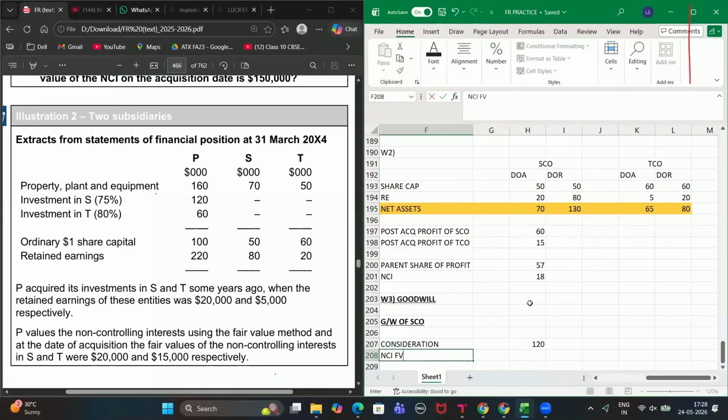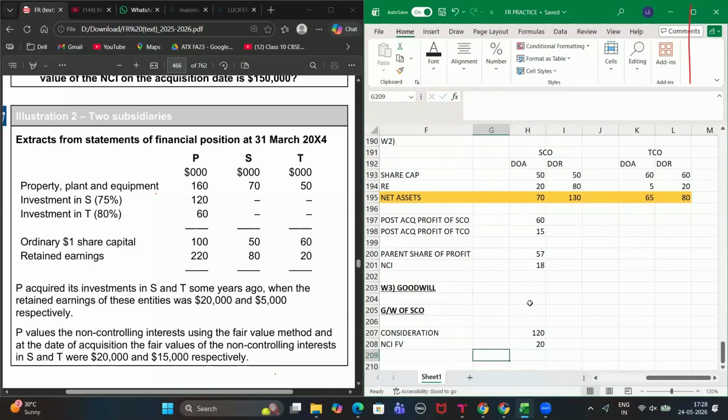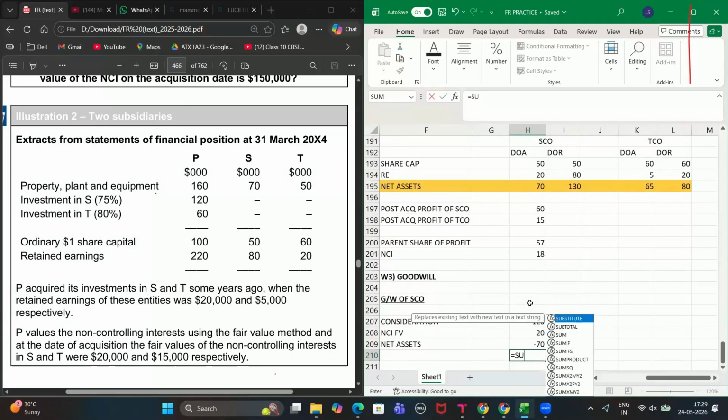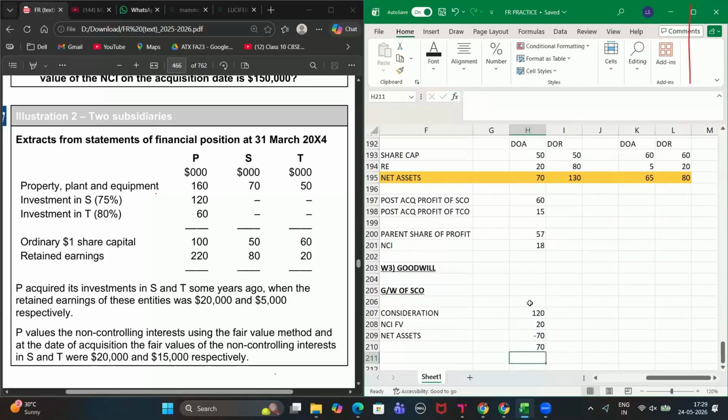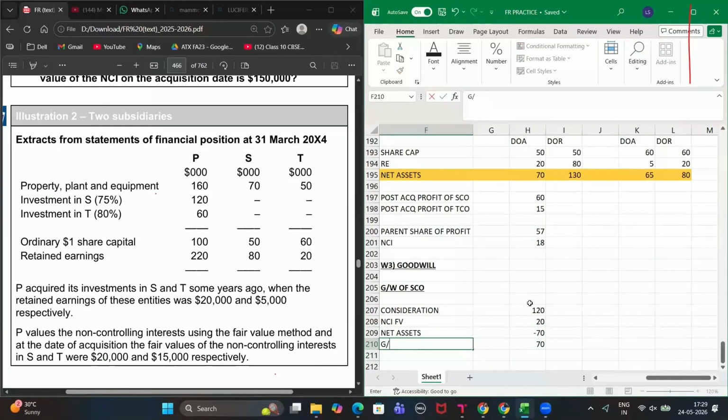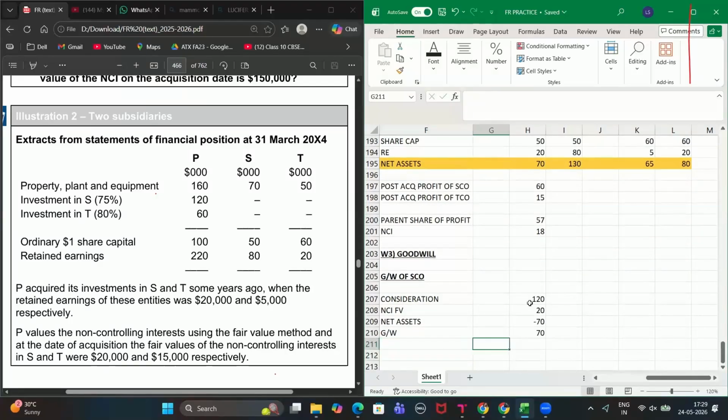So what next? Fair value of NCI. How much is it? 20. What is the net assets at date of acquisition of S company? It is 70. So what is the goodwill? It is 70. This is of S company.